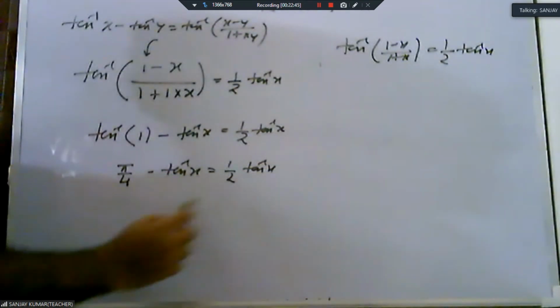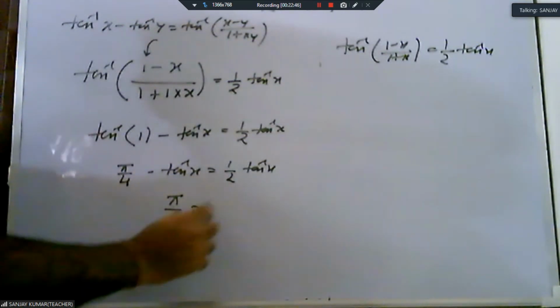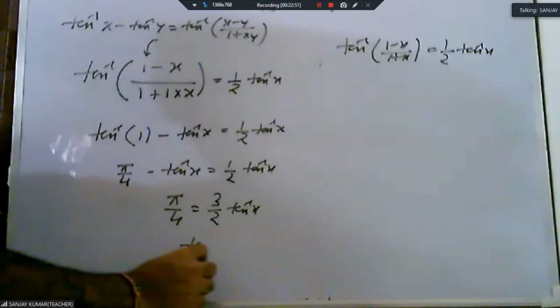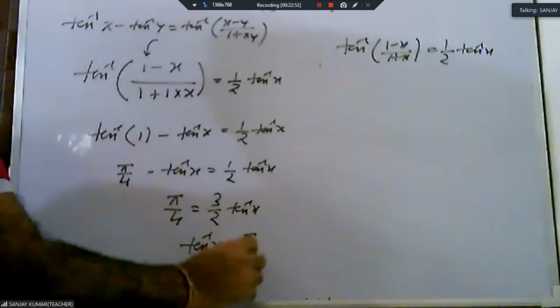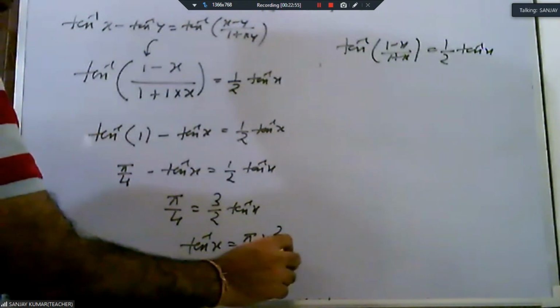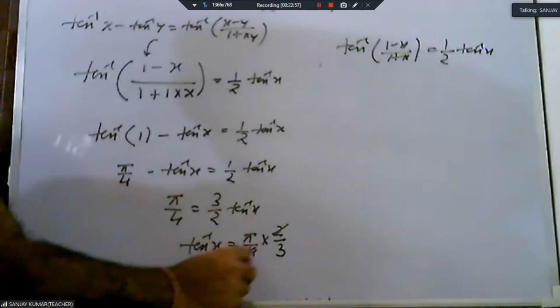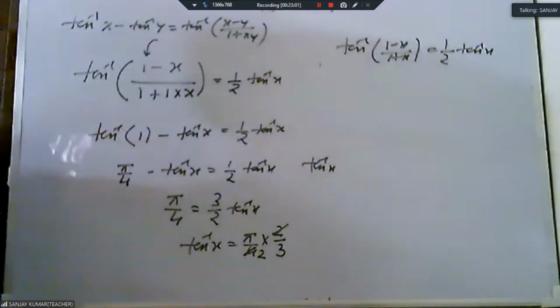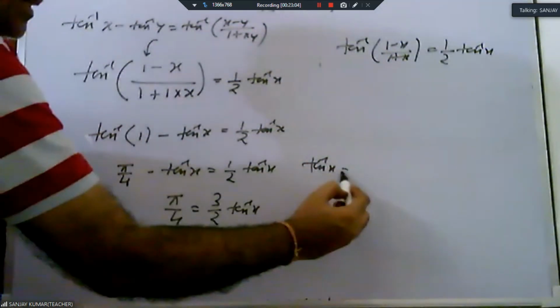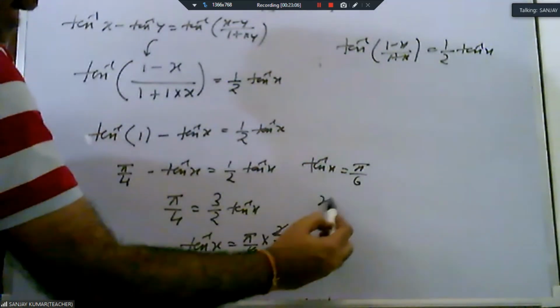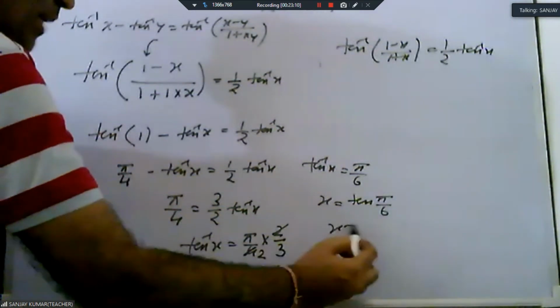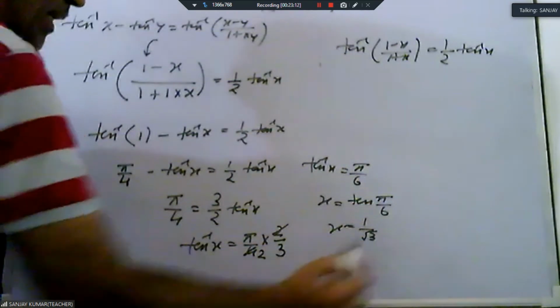Now this tan inverse x, we take that side. What we get? That is 3 by 2 tan inverse of x. Now what is the value of tan inverse x? That is pi by 4 into 2 by 3. Now this 2 is cancelled with this 2, then tan inverse x is equal to pi by 6. Now x is equal to tan pi by 6. Now what is tan pi by 6? Tan pi by 6, tan 30 degree, that is 1 by root 3.